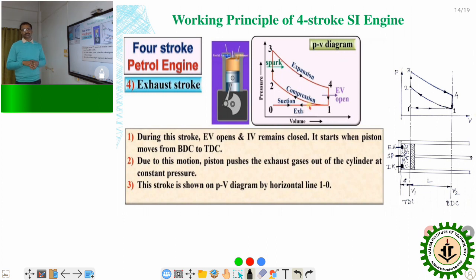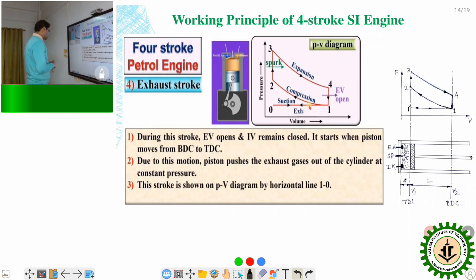Previously there was the two stroke engine. Nowadays the two stroke engine has already become obsolete because there are so many reasons. In two stroke the air pollution is very high, and thermal efficiency is very low. That's why it is obsolete, for getting a better environment.